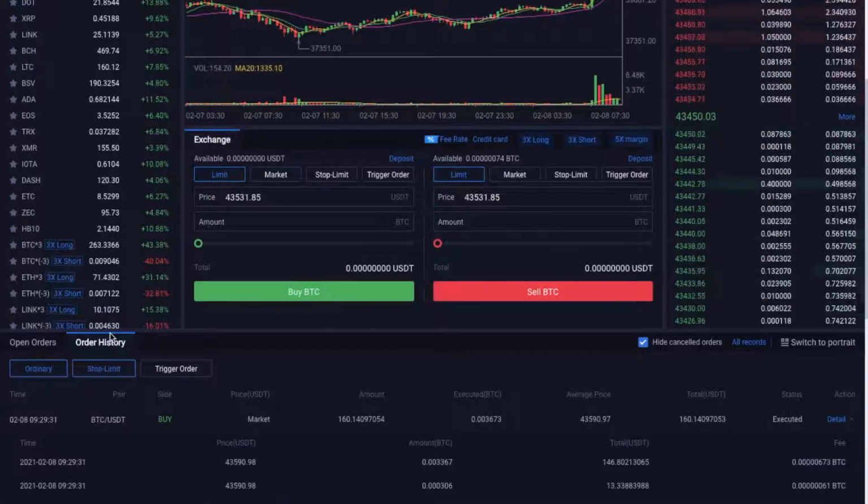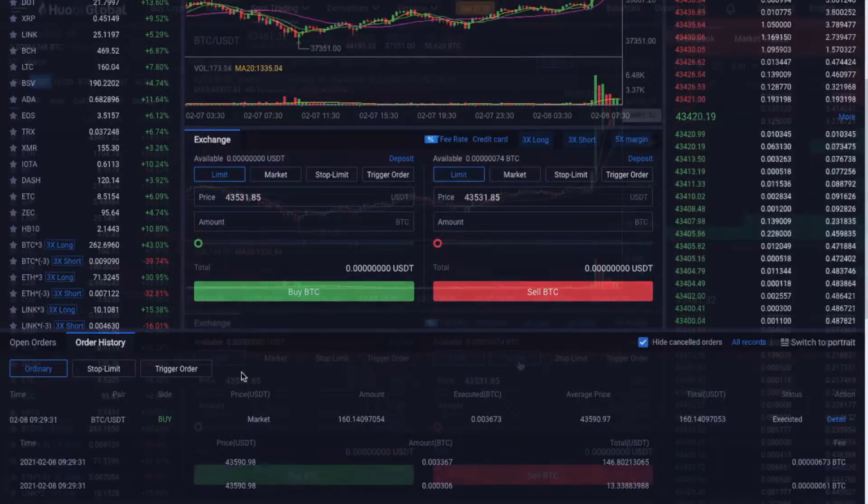And you can check out information with regards to your order under your order history. It'll show you the date, the price, the amount and the fee that you've paid.